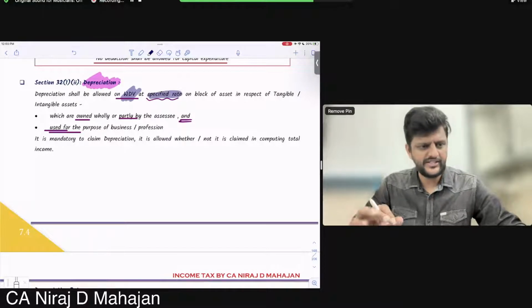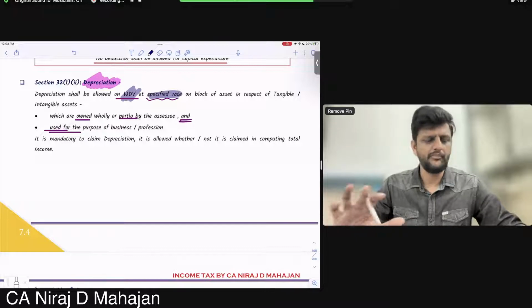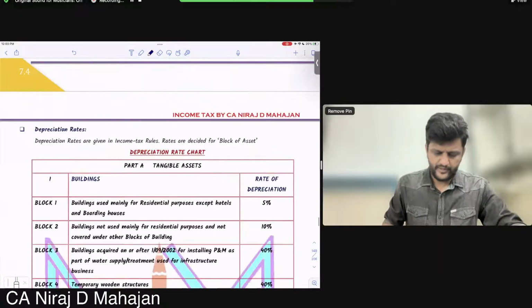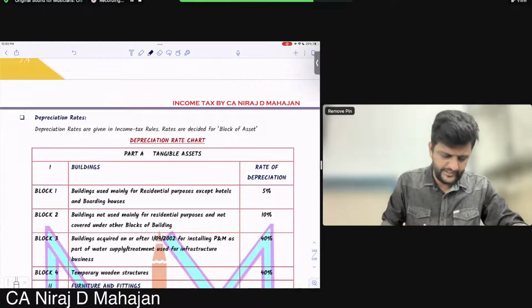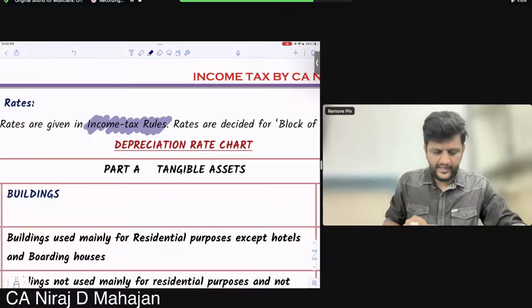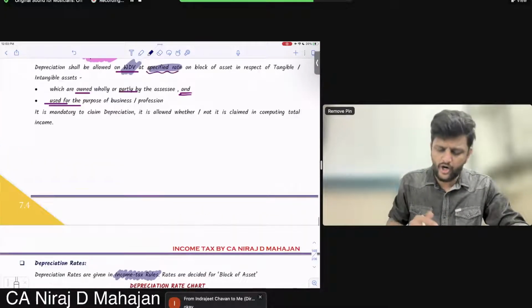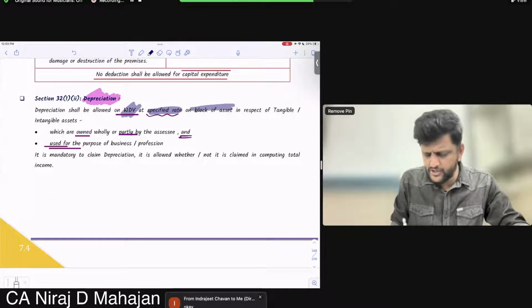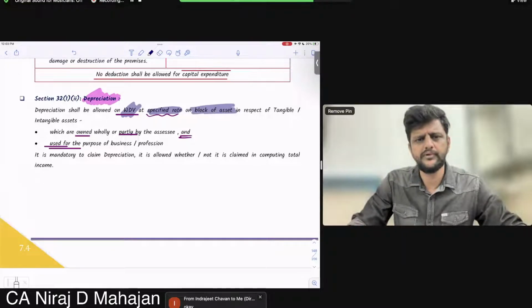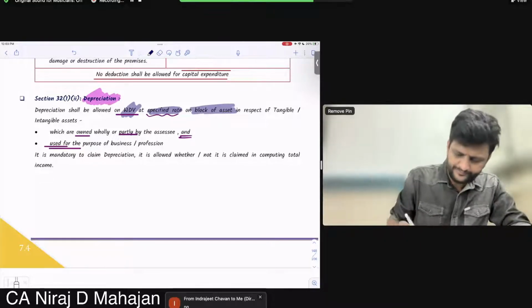This section 32 is hardly a 4-5 line section for depreciation. But rates are given where? In income tax rules. Okay, everybody? And the depreciation is applicable on the block of asset. Have you heard this word before? Block of asset? No, never. Okay, fine.